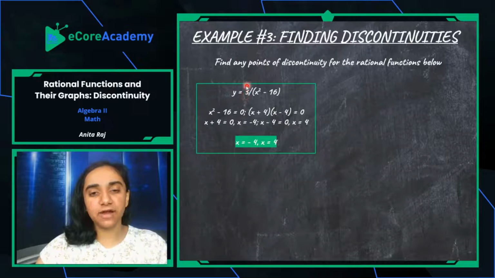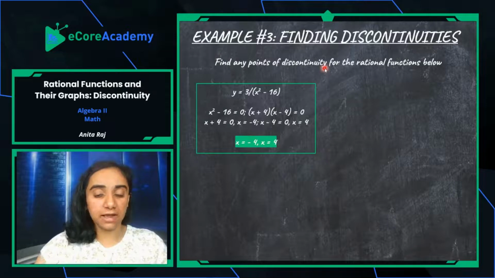Because we don't have a common factor between the numerator, which is 3, and the denominator, which is x squared minus 16, there are going to be no holes. So our only points of discontinuity are x equals negative 4 and x equals 4, which are both vertical asymptotes.